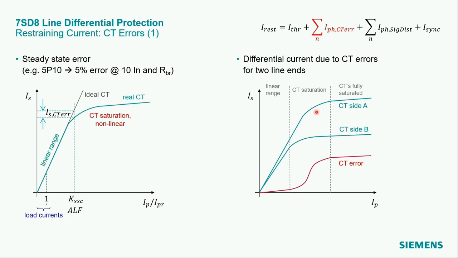For the same primary current, we measure and calculate a differential current. It's the red curve. In the linear range, the error is very small, but with the starting of the saturation, the error increases significantly and will saturate if both CTs are in the saturated area.